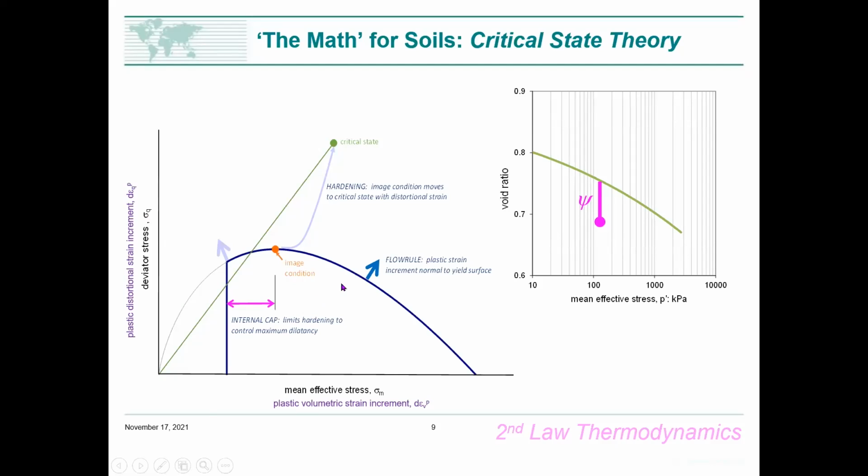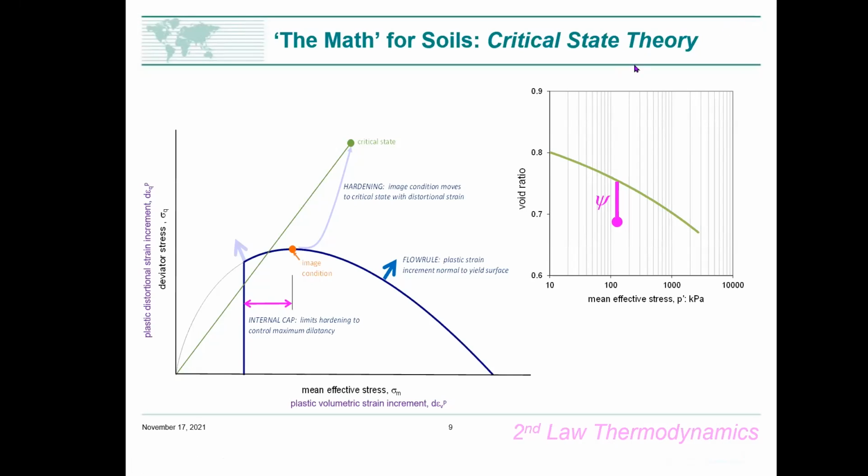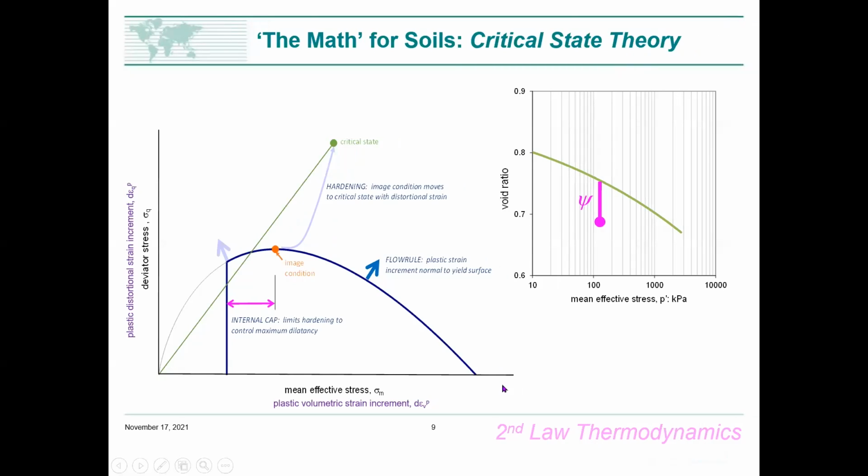And the reason that's important is I can then invoke a theorem, and the theorem tells me the relationship between the strain increment vector. With this vector here, the horizontal part is the volumetric strain increment, and the vertical part is the deviatoric strain increment. So the ratio of the strain increments is a vector, and there's a theorem that says the yield surface will be perpendicular to that vector. Now, if I know that gradient, then I can integrate and derive the shape of the yield surface.